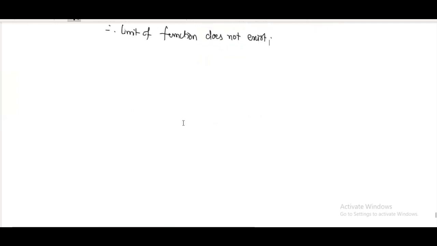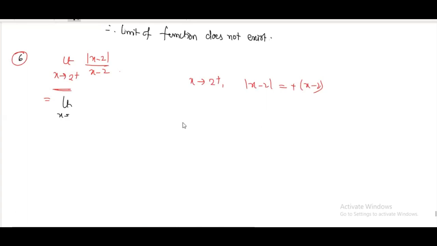So next, let's see one more question here. Question number 6. Here, very small question: limit x tends to 2 plus, mod of x minus 2 by x minus 2. So they're asking for the right hand limit. What is the right hand limit of this one? When x tends to 2 plus, mod of x minus 2 will become plus x minus 2 only. So we can write this as limit x tends to 2, x minus 2 by x minus 2. So when we cancel this, its value will be 1.